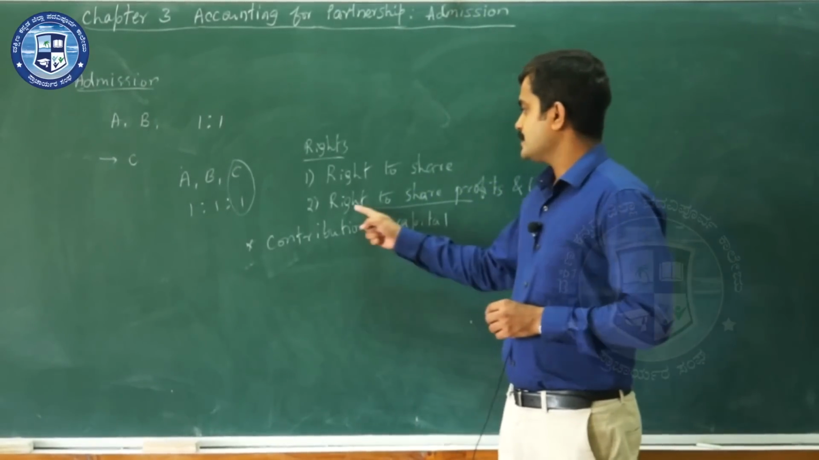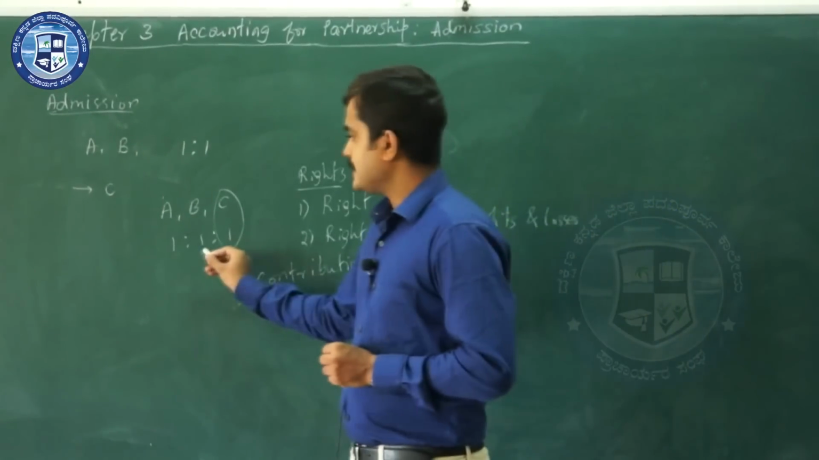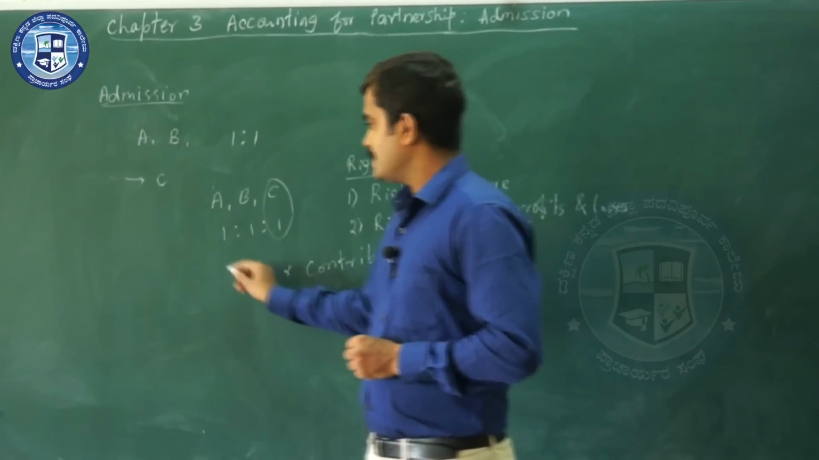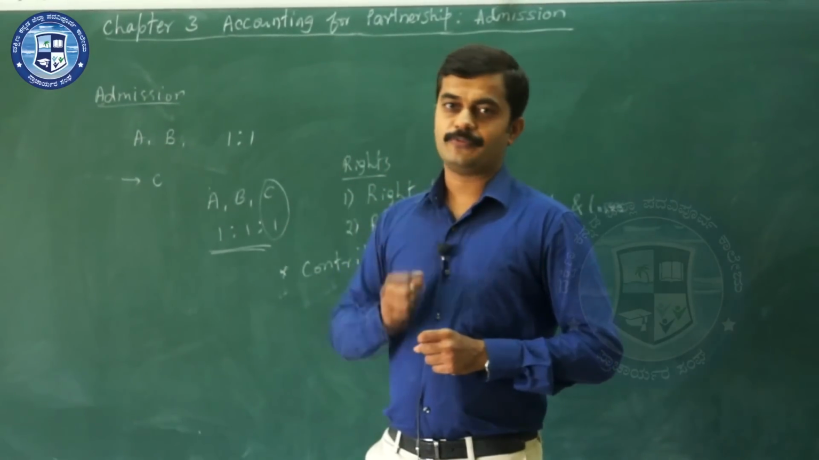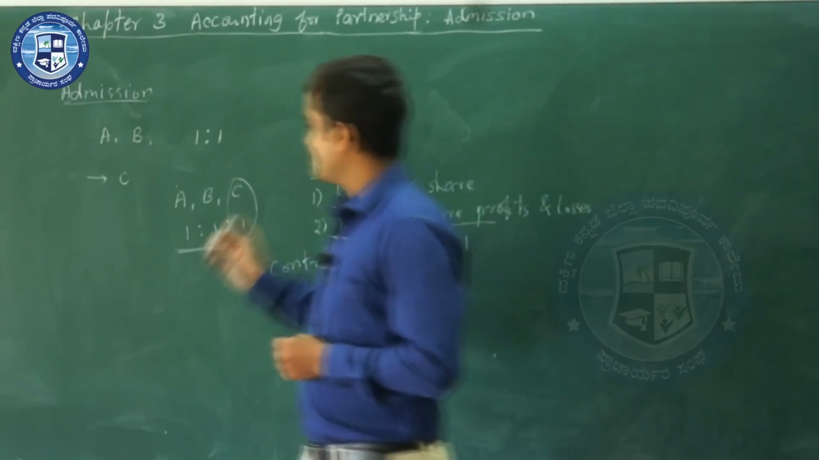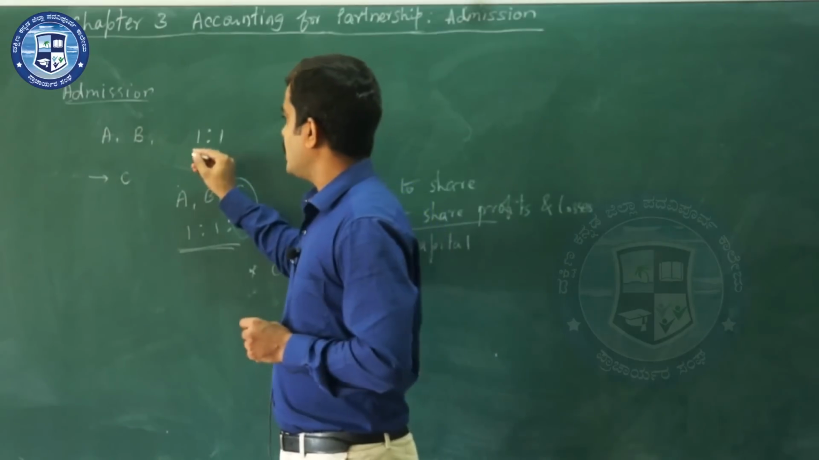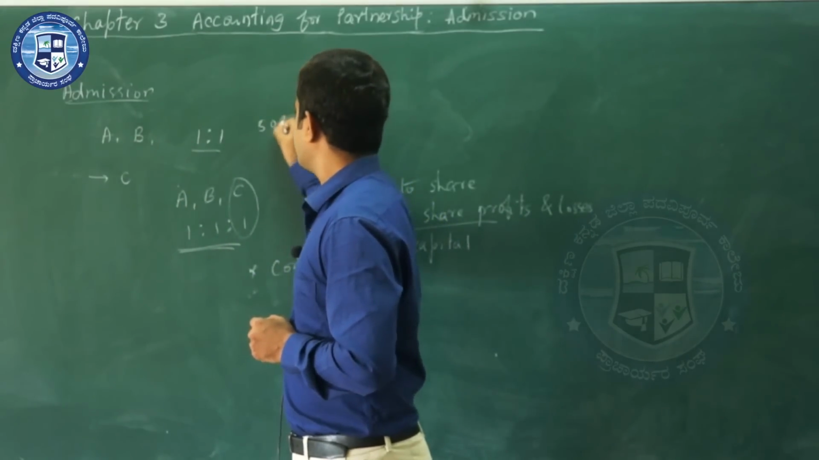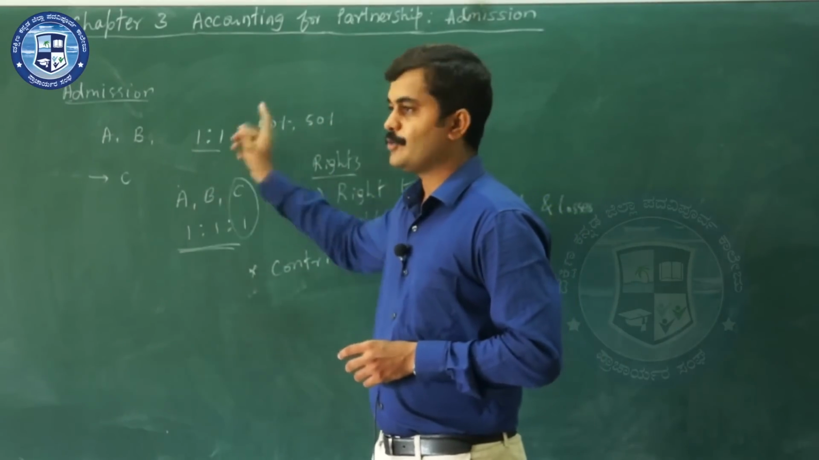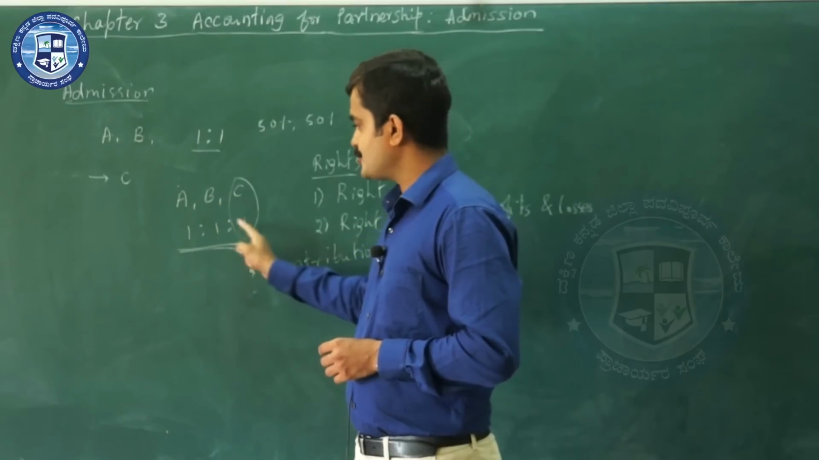The second effect is C is going to get the right to share profits and losses of the business in the future. Earlier there were two partners sharing profits and losses of the business. When C comes as a partner, all three are going to share the profits and losses. That is the change taking place in respect of the profit sharing ratio. Let us take this example. Earlier their profit sharing ratio was equal. That means 1:1. Out of total profit, A was getting 50% profit and B also was getting 50% profit because they were equal partners. After admission, even though they are equal partners, sharing profits and losses in the ratio of 1:1 in our example.